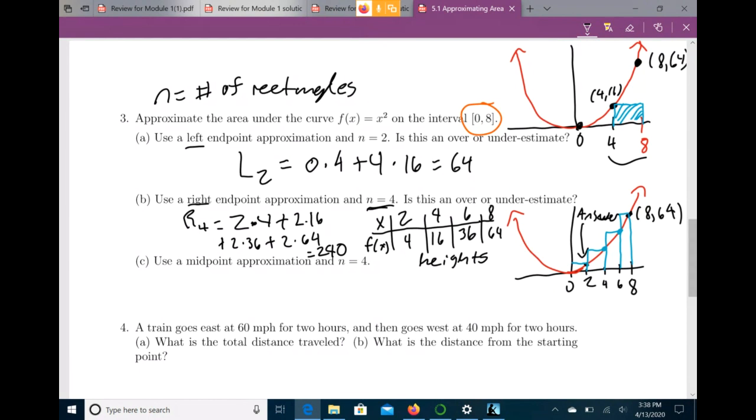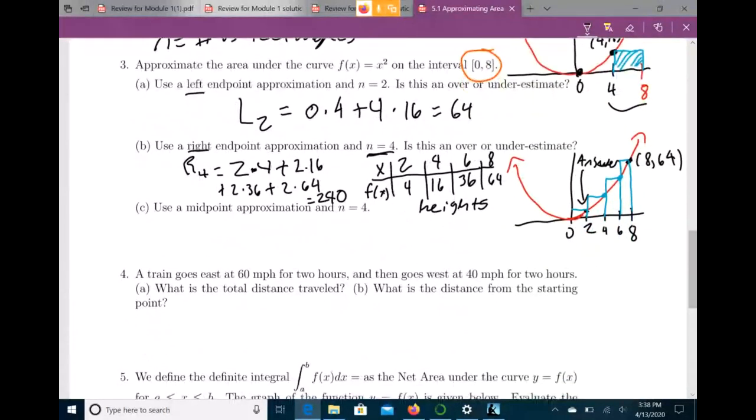Okay, and is this an over or an underestimate? Good. And you can tell by looking at the pictures, all right? It's not true that the right endpoints is always an overestimate. It depends on if the function's increasing or decreasing.